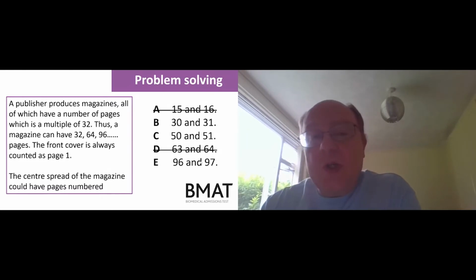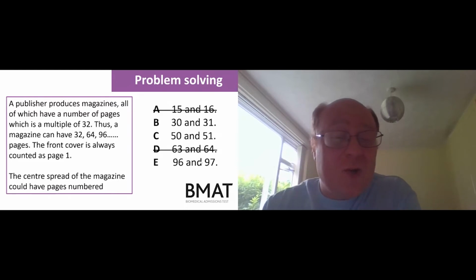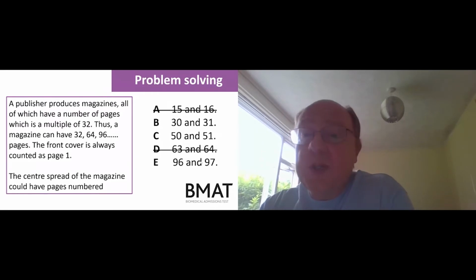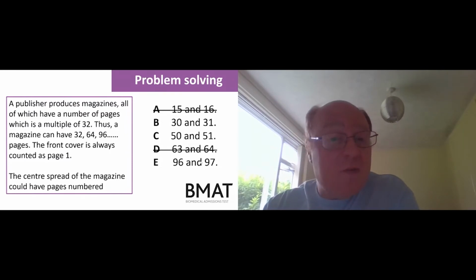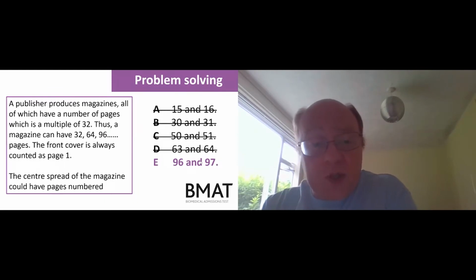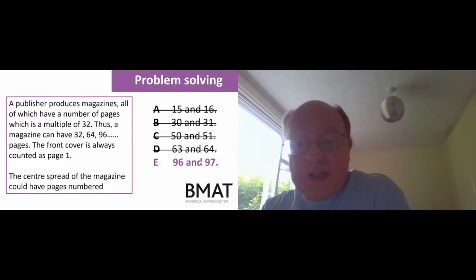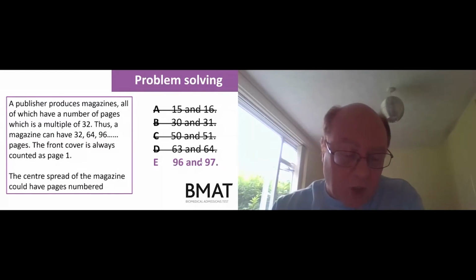Now, we're told that the pages are always multiples of 32, which means that halfway through, on the center spread, that's going to be half of 32. So that's going to be 16. So it's always going to be multiples of 16. Looking at the options, with B, is 30 a multiple of 16? We know it's not. C, 50, that again is not a multiple of 16, but E is actually a multiple of 16. So we can correctly identify that option E is the correct option, that the center spread could only be numbered 96 and 97 out of those available options.